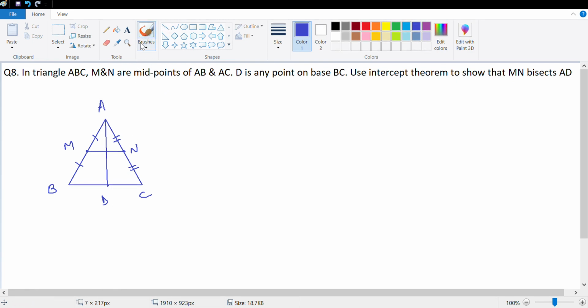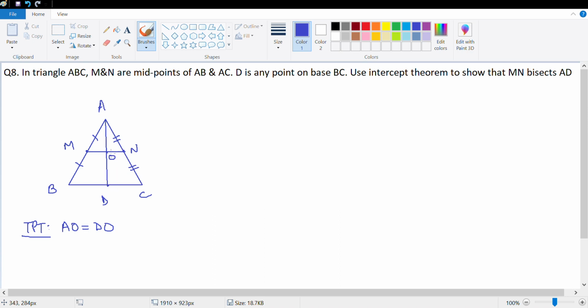Let this point of intersection be O. Perfect. So what basically we have to do is to prove that AO is equal to DO. Right? That's what we have to prove. Let's see how we can get this. So I can see midpoints being joined, which means I will be able to prove that MN is parallel to BC. I will also be able to prove that MN is equal to half BC.